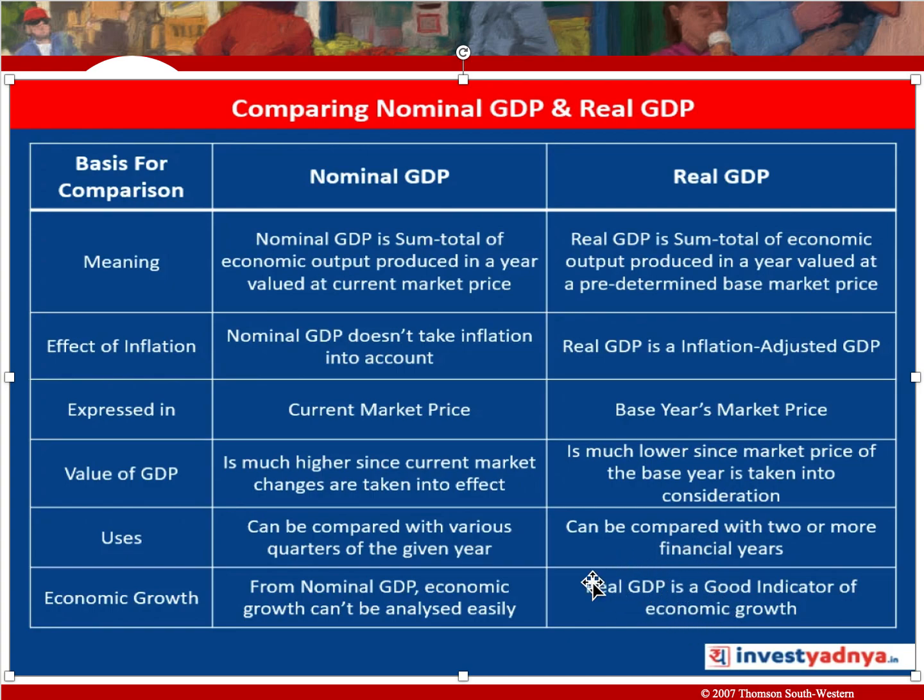A real GDP is a good indicator of economic growth. In order for you to determine the growth, you have to compare it with the years before the year that you are looking at. If you are looking at 2019, you have to compare it with 2018, 2017, and before that. Only then can you see whether growth has taken place in that particular economy.